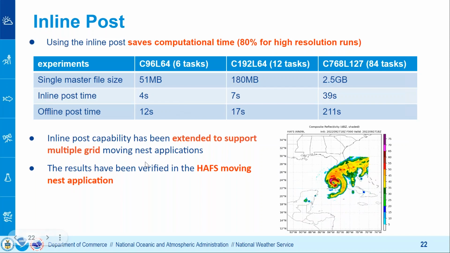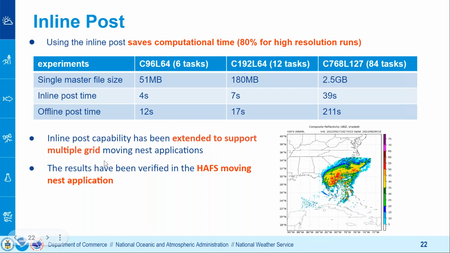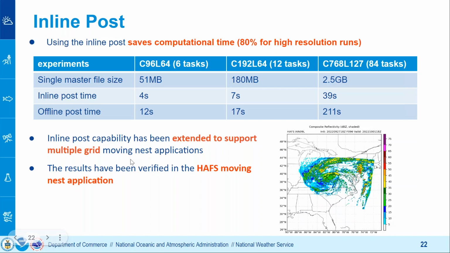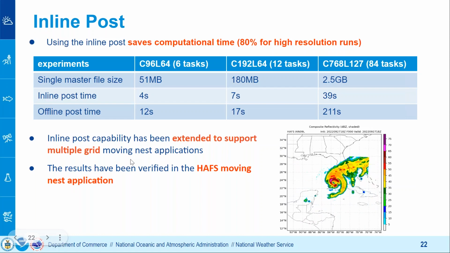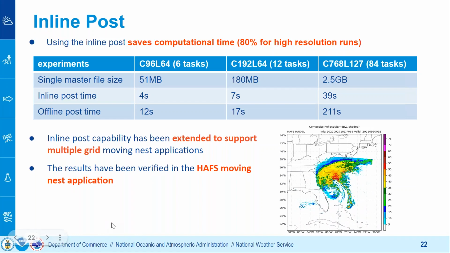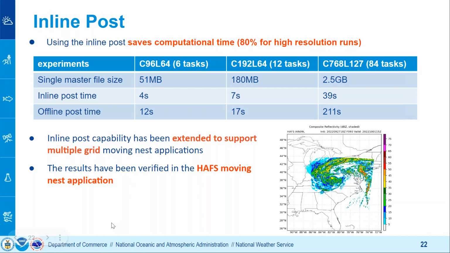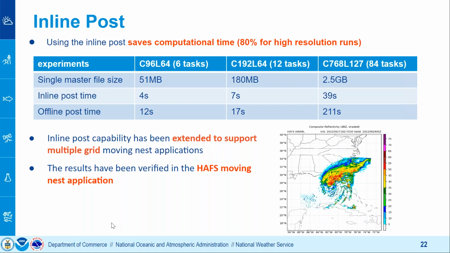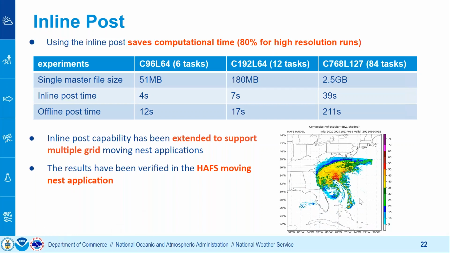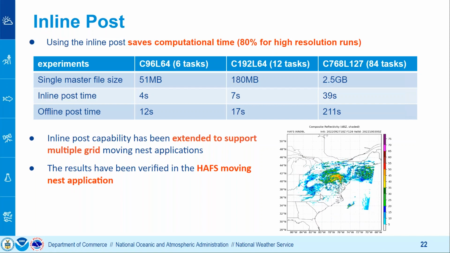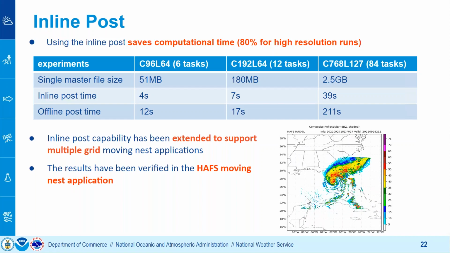Inline post capability has been extended to multi-grid and moving nest. This is actually what we do for all the applications. The multi-domain moving nest has been verified in HAFS application. This is the ensemble forecast. As you see, when the model is doing the forecast, you see the post results coming out.